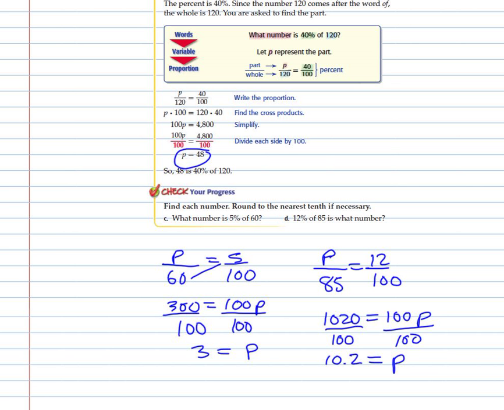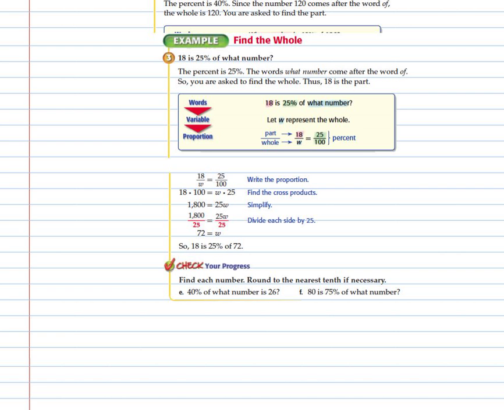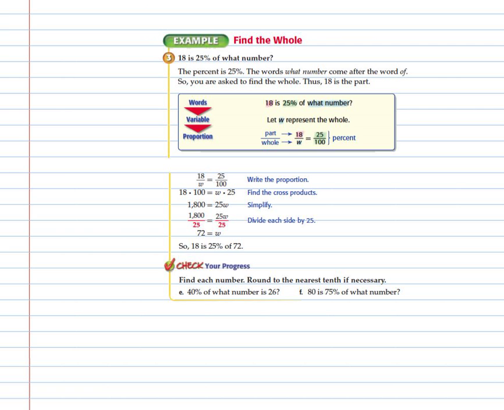Using the find the part proportion, now find the whole. 18 is 25% of what number? So W represents the whole, the bottom number in the left-hand side of the proportion. So 18 over W equals 25 over 100. Cross products: 1,800 equals 25W. Divide both sides of the equation by 25. So W equals 72. So 18 is 25% of 72.